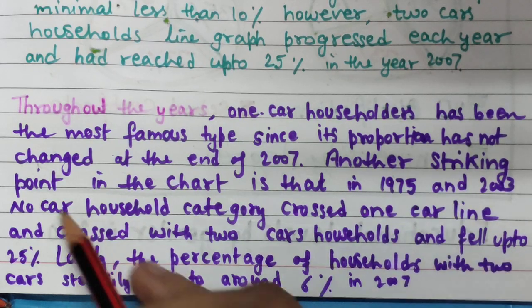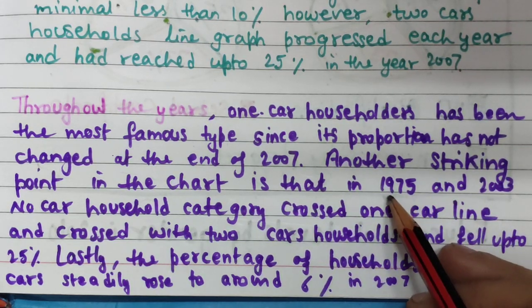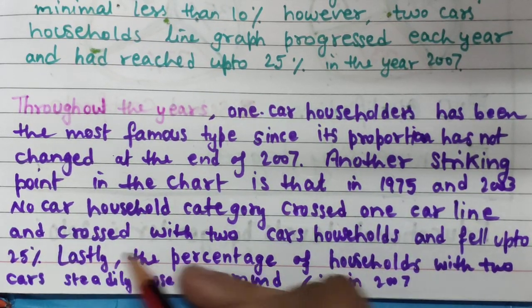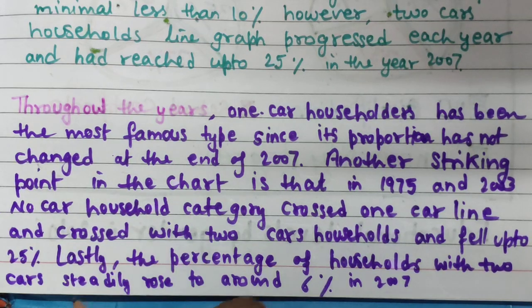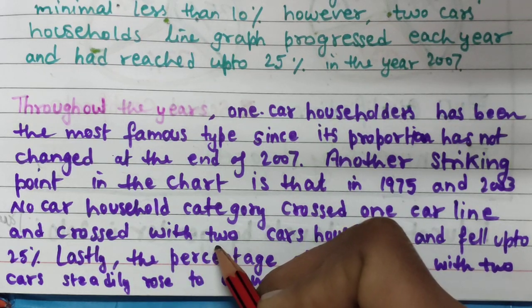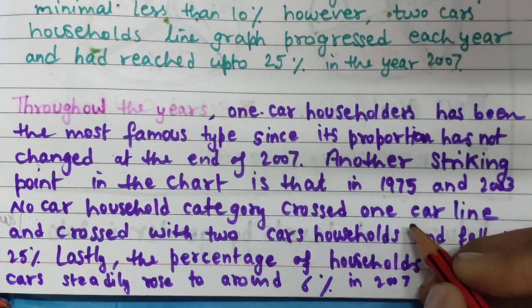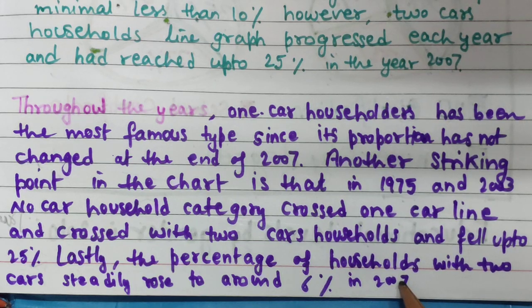Another striking point in the chart is that in 1975 and 2003, I have combined both the years. If you wish, you can explain them separately. The no car household category crossed the one car line and crossed the two car households. Here you need to write the percentage at 45, and it crosses the two car line in 2003 at 25%. Yes, 25% I have written. Lastly, the percentage of households with two cars steadily rose to around 6% in 2007.